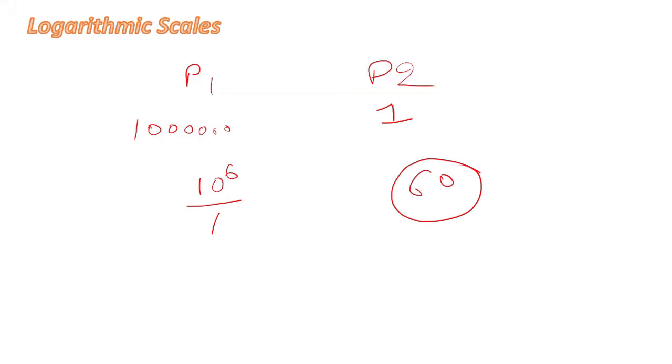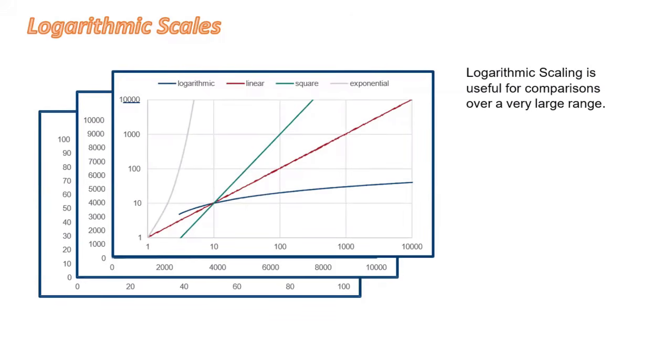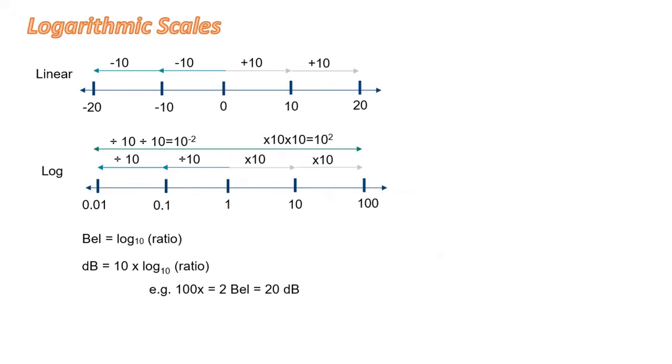Let me give one more example. Logarithm scaling is useful for comparison over a very large range, right? Because 1 million is not easy to write as compared to 60. That's why we need log scale. So how do log scales work? In the linear scale, it will be plus, right? 0 to 10, then 10 to 20, it will be plus 10, plus 10. And if you go to the left side, it will be minus 10, minus 10, then we get minus 10, minus 20. But in case of log, addition becomes multiplication, and subtraction is converted into division, right? So with the help of log, we can shorten the term.